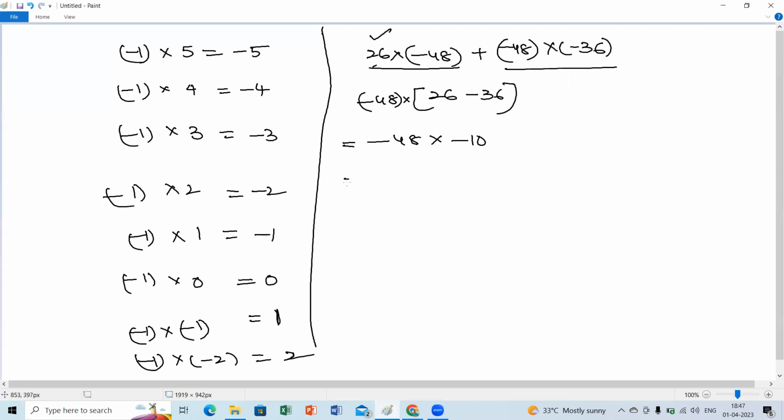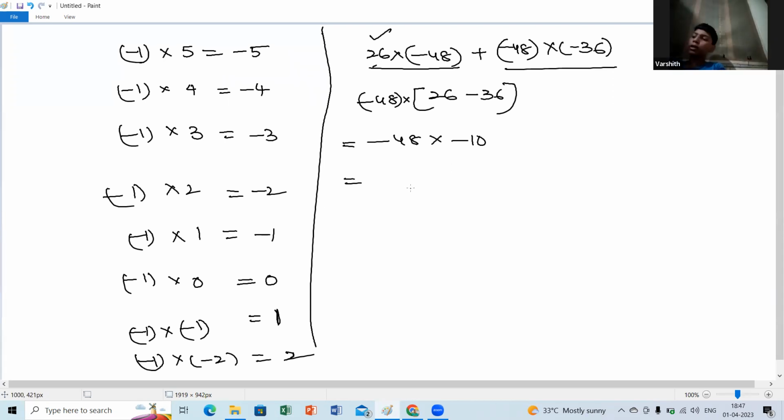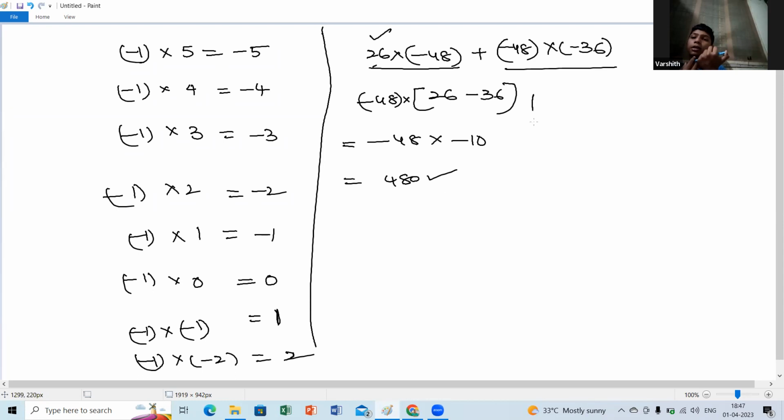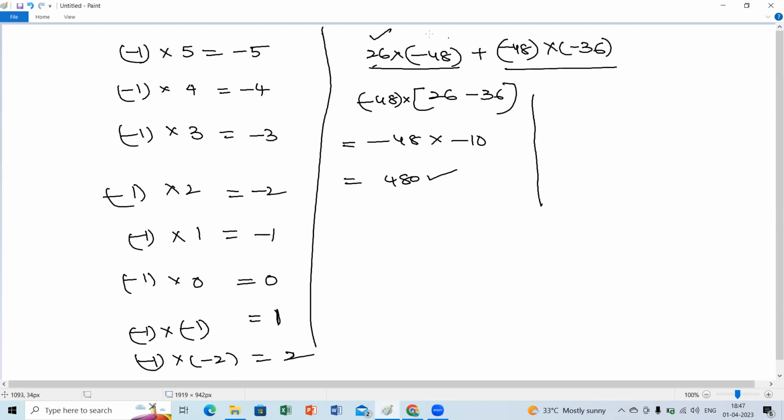What is the product of these two? Ma'am, 480. Very good. It's positive 480. Wonderful. Ma'am, is it associative property? No, beta. Distributive. Who is distributed? That's why I'm telling mother and children property.